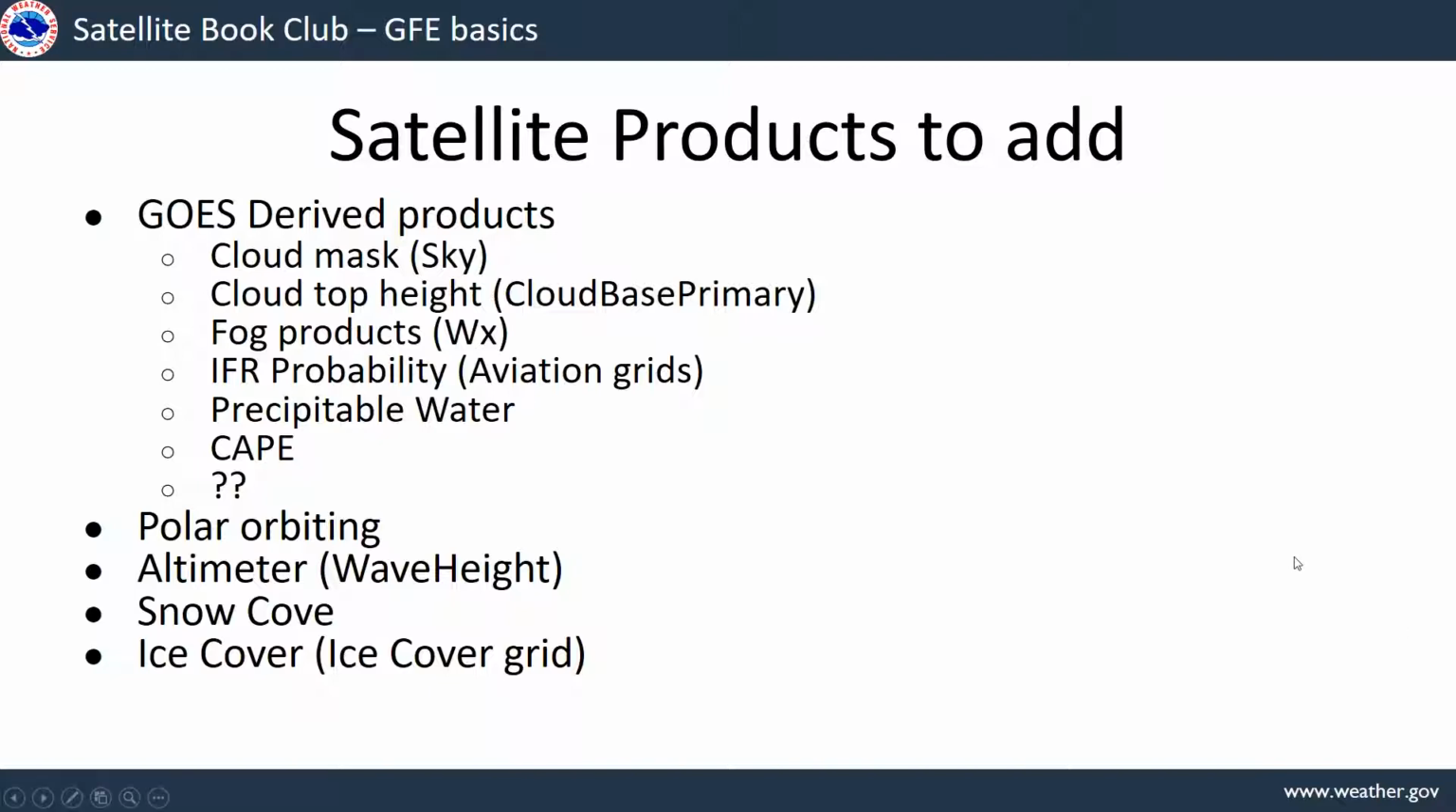The entire polar orbiting suite is something to get looked at. Altimeters for wave height would again fill that in over the ocean. And there's also some opportunities for snow cover or ice cover, particularly in the Great Lakes. We don't want to be producing wave grids in winter where there's ice cover, so we need an ice analysis. These are all opportunities from satellite.